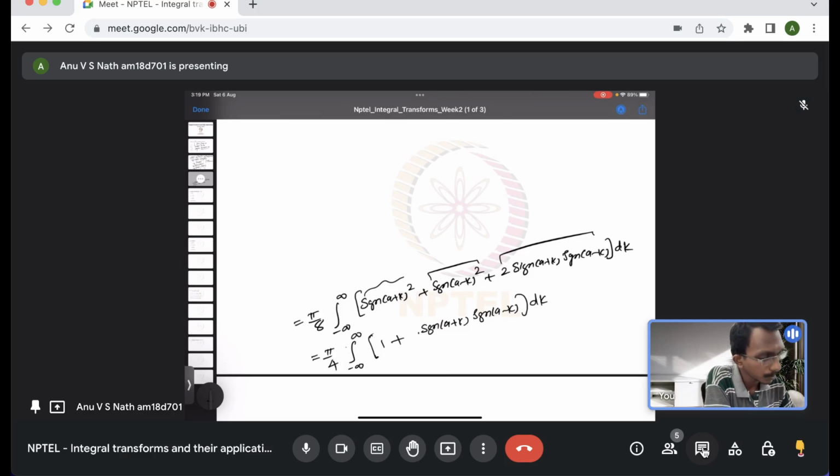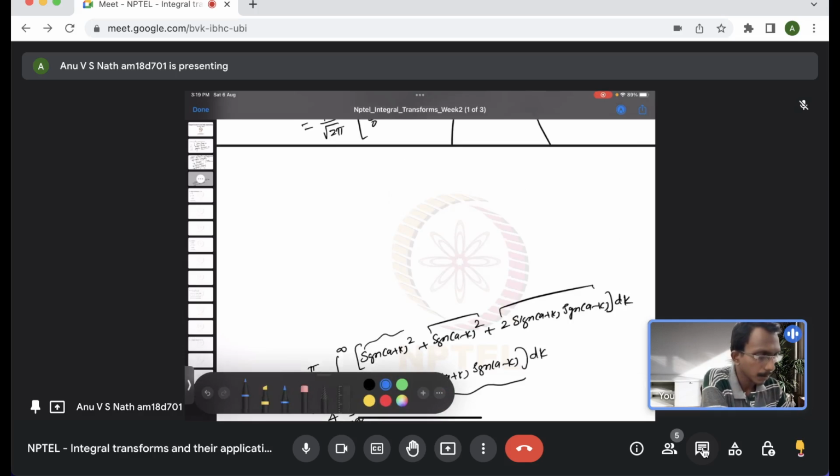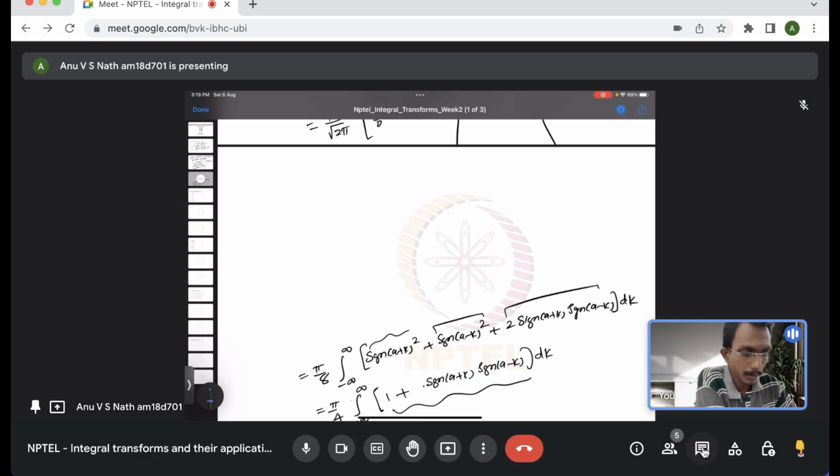Okay, so now we need to know what this function is: sine of a plus k times sine of a minus k, then the product is added with plus 1. So for that, first we try to plot a special case. For a general k, where k is a real number from minus infinity to plus infinity, think that a is equal to some particular value, let's say its value is 1 for the moment. Then sine of a plus k, which is sine of 1 plus k here, let's say.